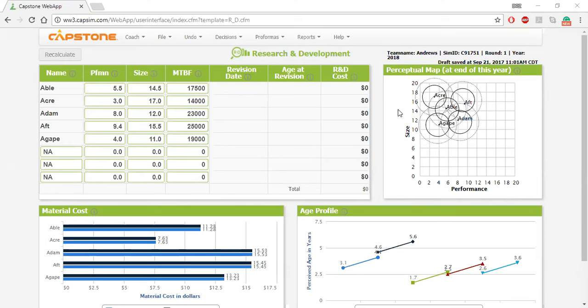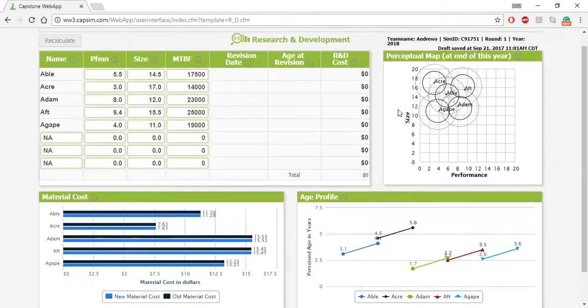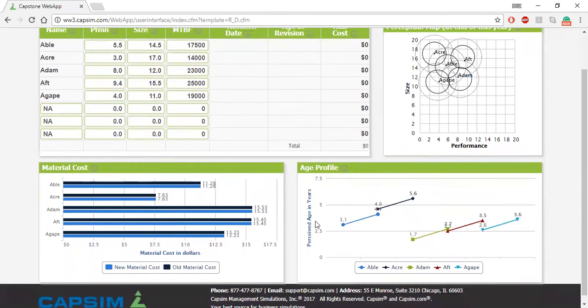So if we look at our R&D function, at the bottom, we have the age profile. We see that our ABLE product at the beginning of the year is perceived to be 3.1 years old. At the end of the year, it's going to be 4.1 years old. So what do consumers want? A perceived age of two. We're currently well above that, and by the end of the year, we're going to be twice that.